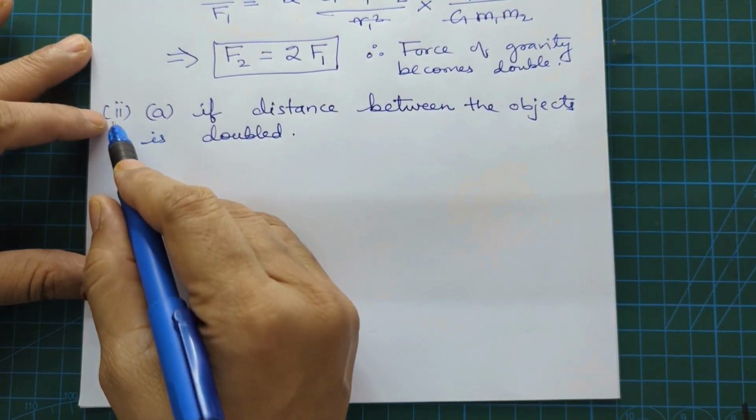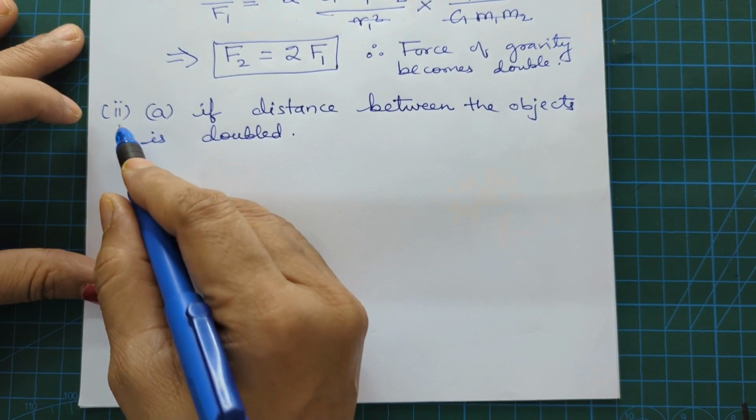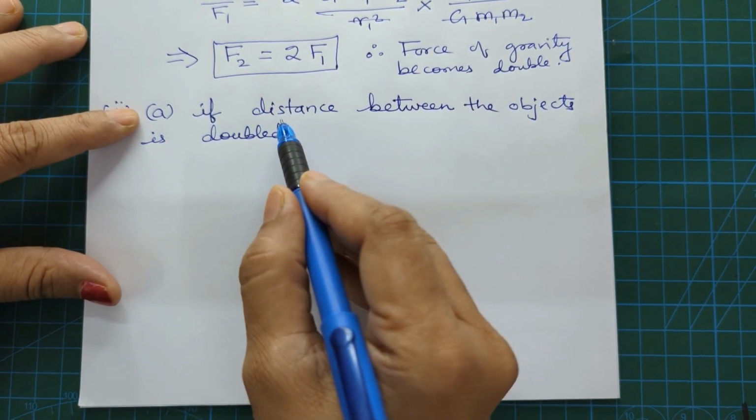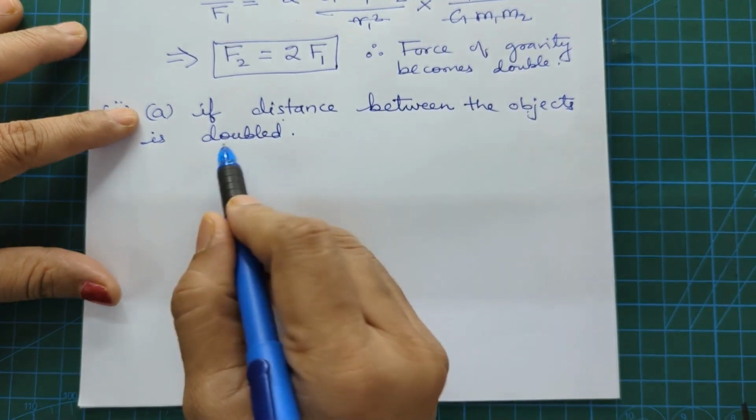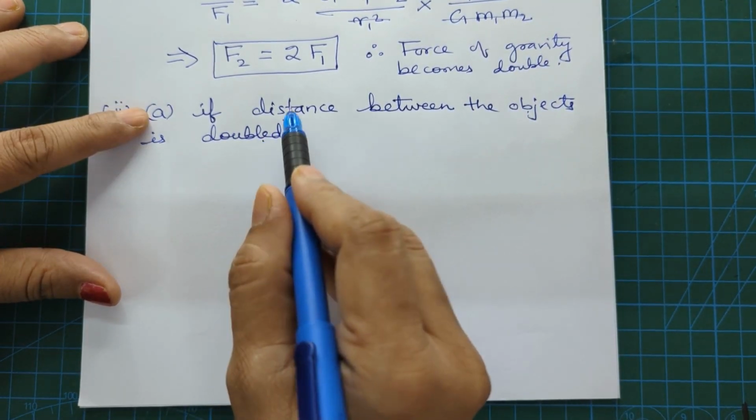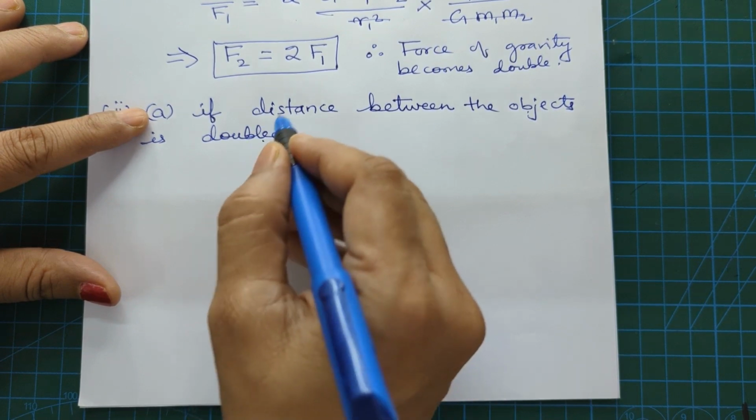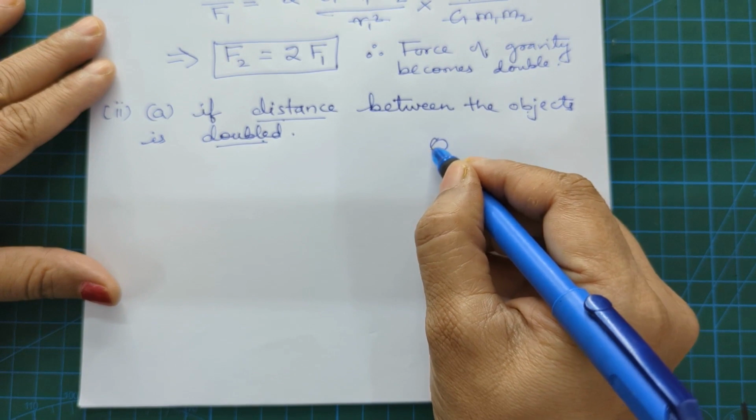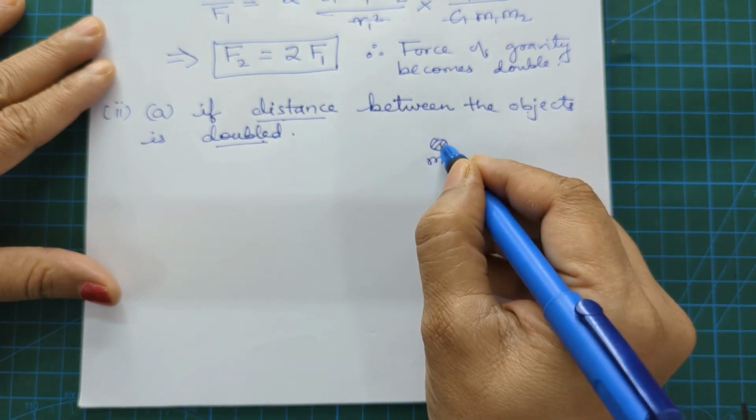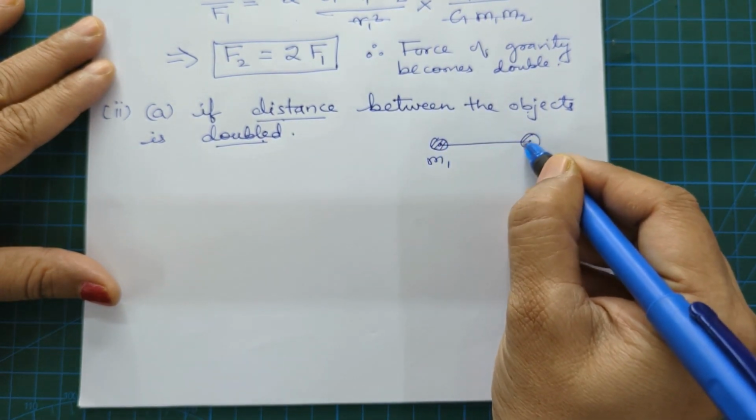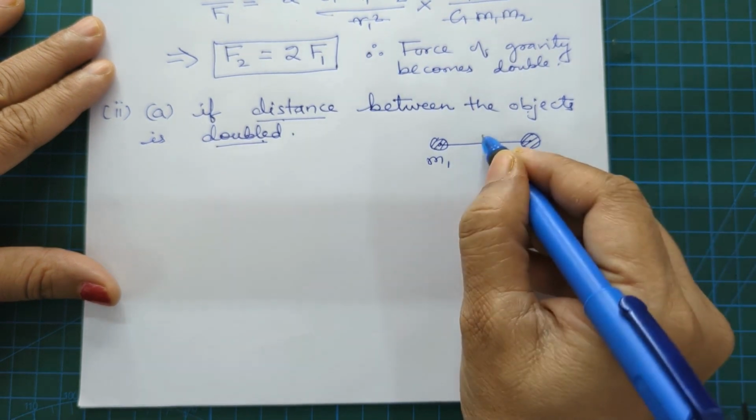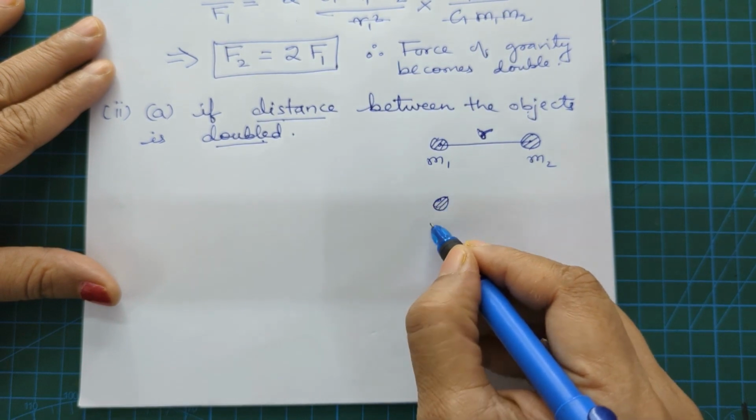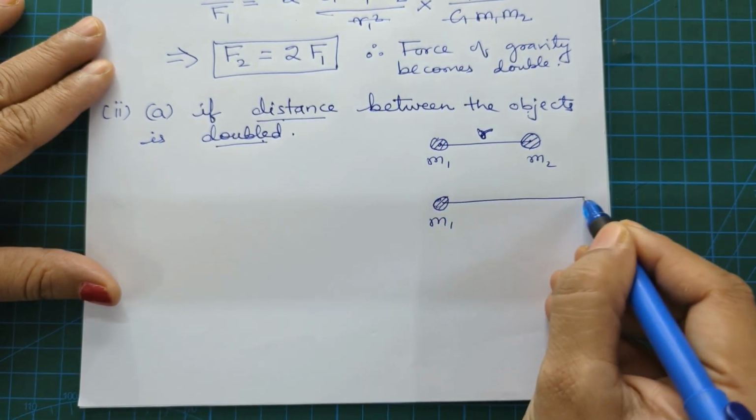Now the same question, the second one has two parts. The first part: what happens to the force of gravity between the masses if the distance between the objects is doubled? The second part is when the distance between the objects is tripled. Since they are talking about only distance and did not speak about the masses, it means the mass before and after remains the same. So m1 and m2 initially were separated by some distance r, and the second case is when the distance of separation between the masses is doubled.